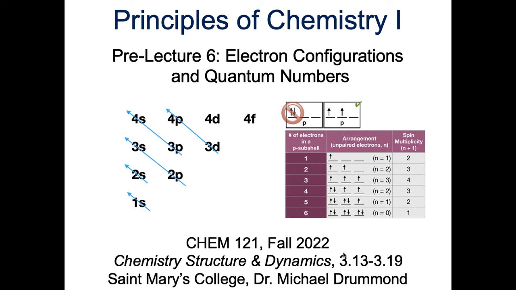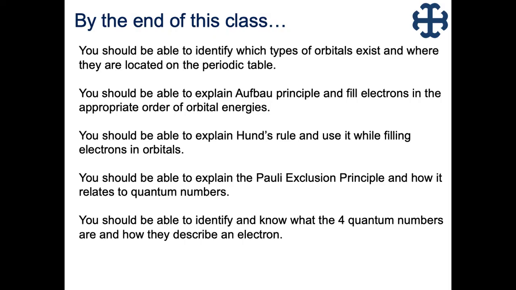So, getting into the chemistry here. These are the things that you should know by the end of this class, essentially identifying different types of orbitals and their shapes. Then we have some different rules: the Aufbau principle, Hund's rules, and the Pauli exclusion principle. We'll talk about those in the pre-lecture video and in class, and then also identifying quantum numbers.